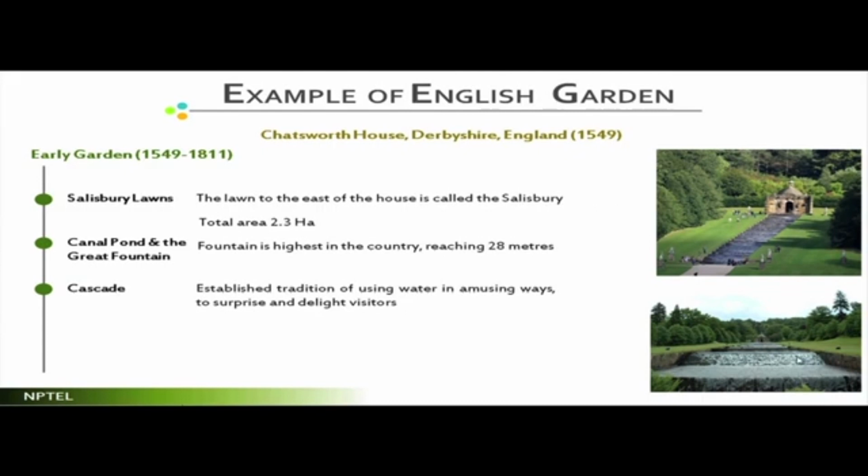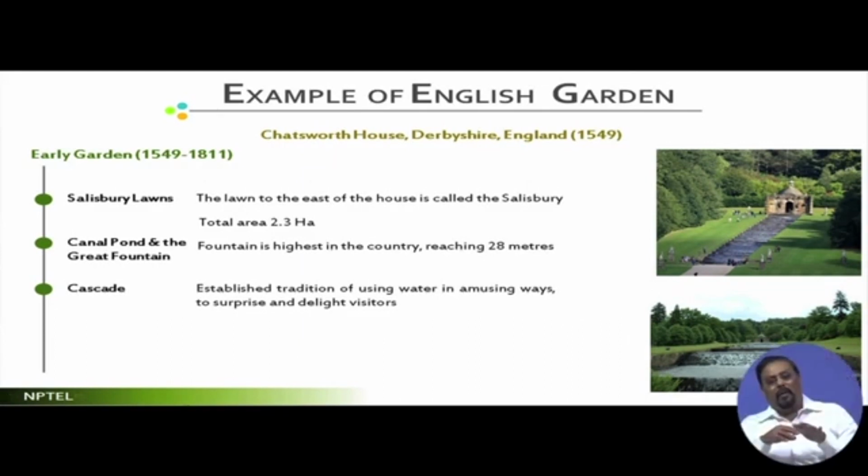This cascading water, we have seen in Mughal gardens which are available in Kashmir. This cascading we have seen in Italian, and we are seeing it in English gardens as well. So the flowing water is one of the elements that makes it a very strong element of the English landscapes. All these were made essentially, the cascading and then flowing water, to create surprise for the visitors. This was very deliberately made.